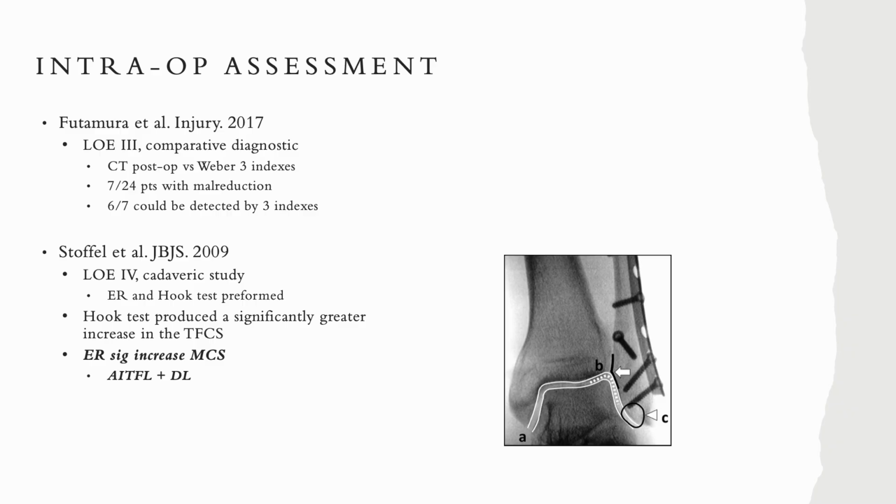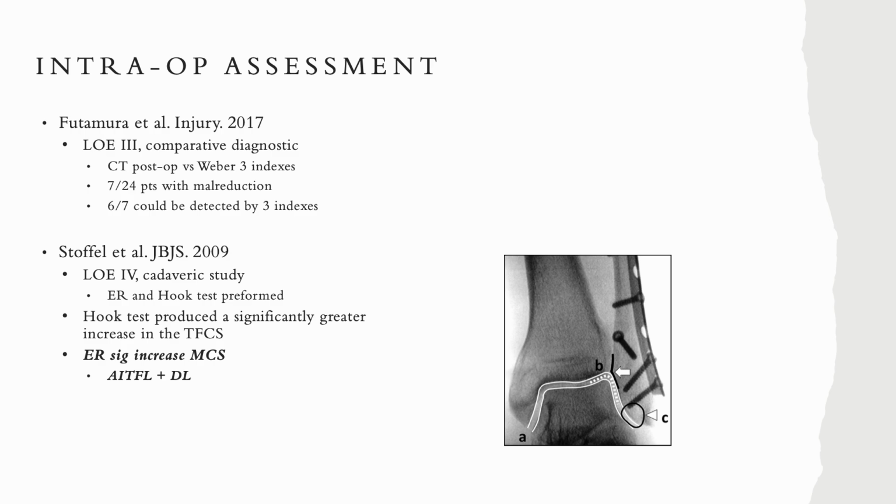Again, intraoperative assessment. My partner or former partner likes to do both of these. They do the external rotation and hook test. Again, noting that the deltoid has two different functions, whether you're looking at the superficial or deep. Superficial more valgus, deep more external rotation. So do both. Basically, external rotation increases medial clear space, and what that tells me is that the inferior tib fib ligament and the deltoid is likely gone. So I usually do external rotation. And the hook test basically says that you should maybe just fix the syndesmosis.